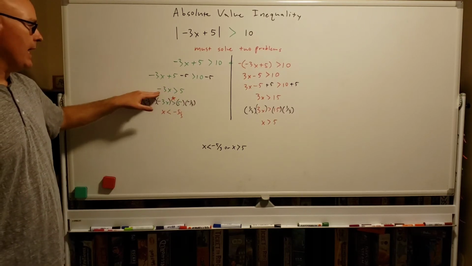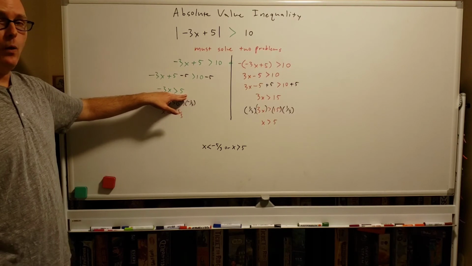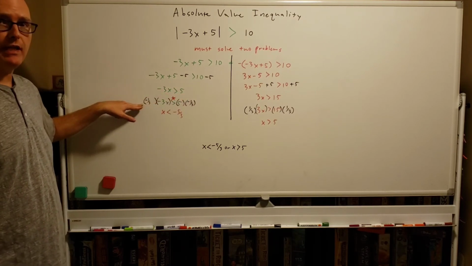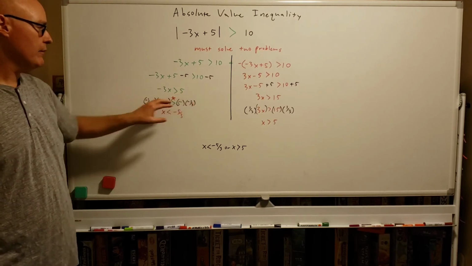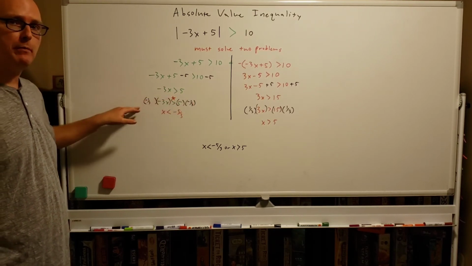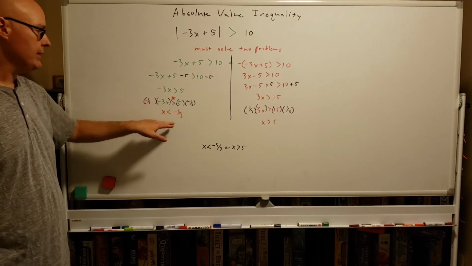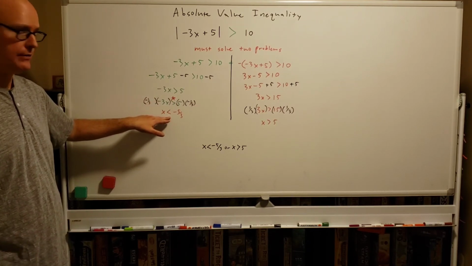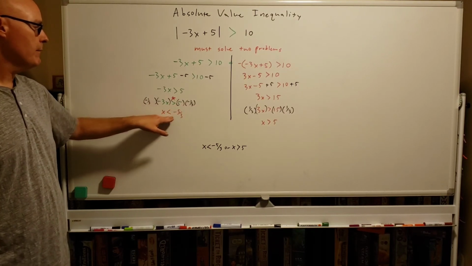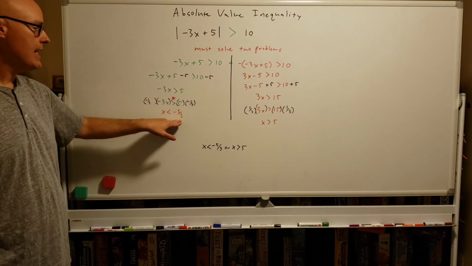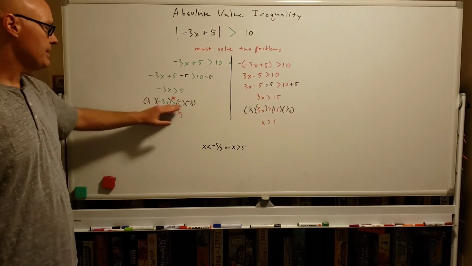For the next step, I'm going to divide both sides by -3, or multiply both sides by -1/3. So now I'm going to multiply both sides by -1/3, but when I multiply by a negative or divide by a negative, I have to change the inequality. So the inequality will flip on us. Okay, so when I do this, I end up with x must be less than -5/3. Okay, so that's one set.